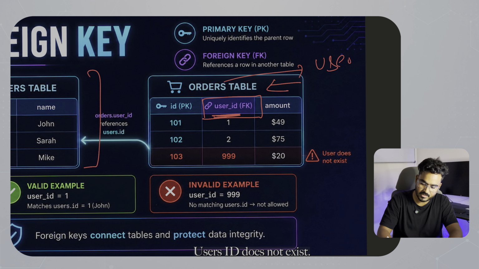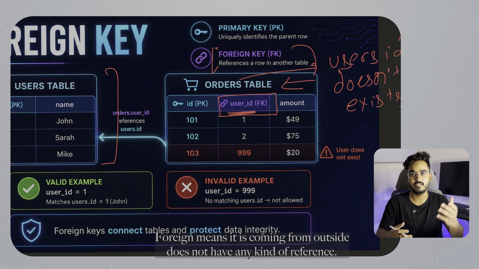User ID does not exist. Okay, it does not exist, but it exists in the users table. That means it is associated with a table which is outside of the orders table. That means it is a foreign key. As the word suggests, foreign. Foreign means it is coming from outside.